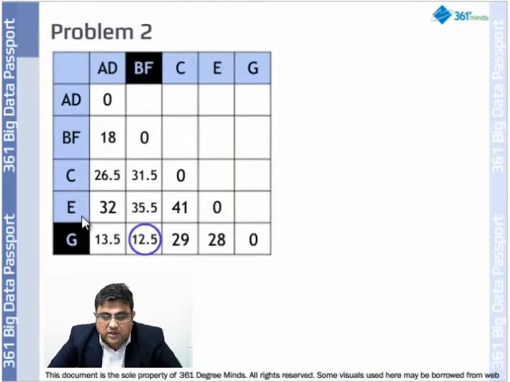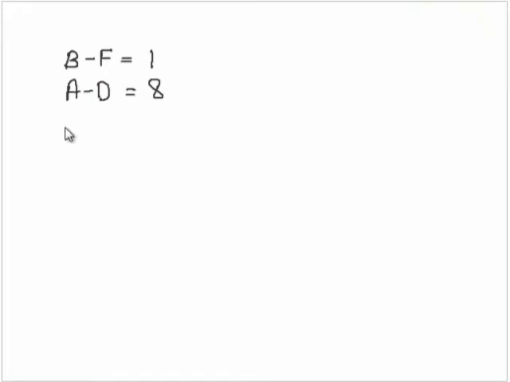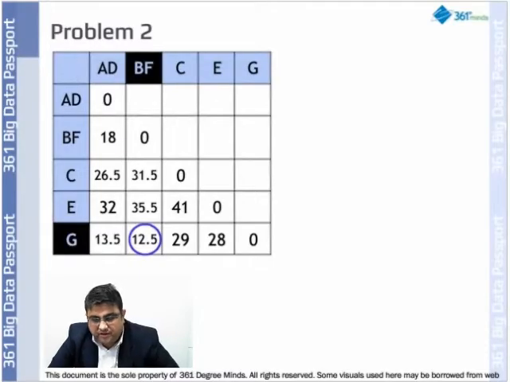You can make out the least distance is between BF and G. BF and G is 12.5. Now what is going to happen here? Are we going to do weights? Are we not going to do weights? Let's wait and watch. This weight is WIT. Let's go to the next one.